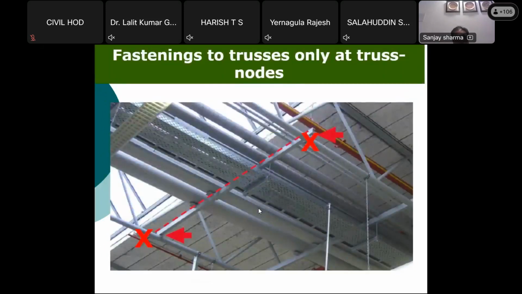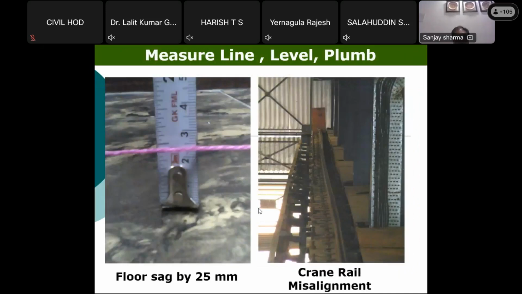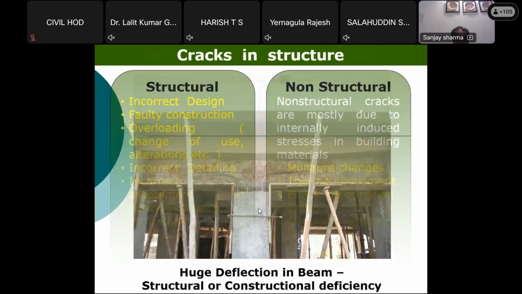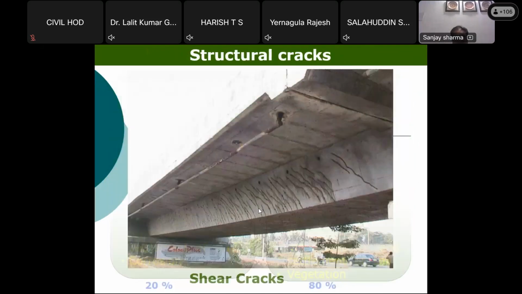Then, how can that data be generated? One way is visual inspection. We have to observe the pattern of the cracks: what type of cracks are there, what is the pattern of the crack. So you go there and carry out a visual inspection. You gather the data and put it into machine learning, and then you predict the behavior of the structure using that data.